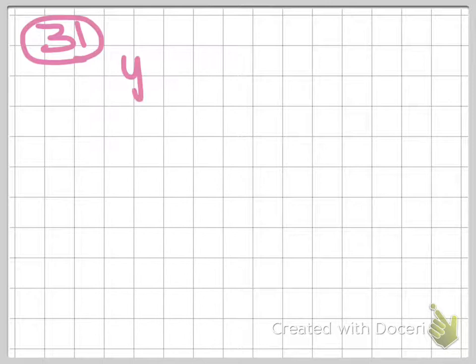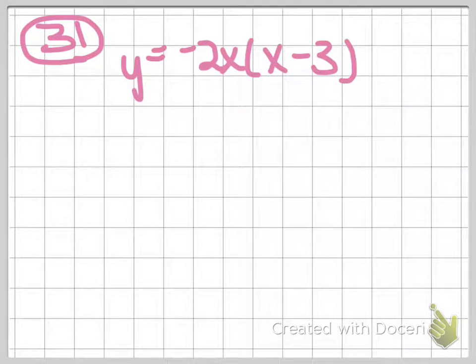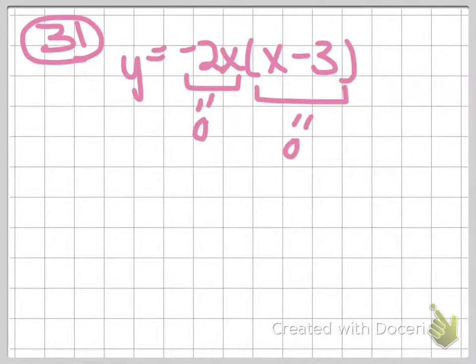Number 31, I've already had a lot of questions on this in class. This is an intercept form, negative 2x times x minus 3. We know that this opens down because a is negative. When I multiply this out, negative 2x times x gives you a negative 2x squared. The next thing is the equation for the axis. If I would rewrite this worksheet, I actually would say find the x-intercepts first. So I'm going to take negative 2x and set it equal to 0, and x minus 3 and set it equal to 0. That gives us our x-intercepts at 0 and 3.